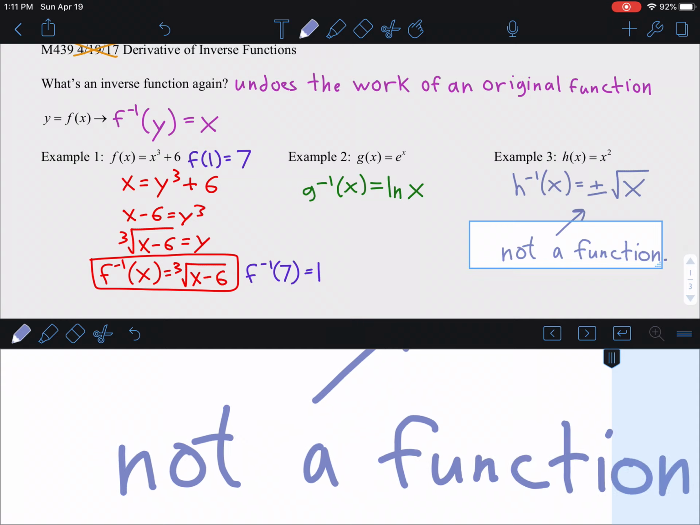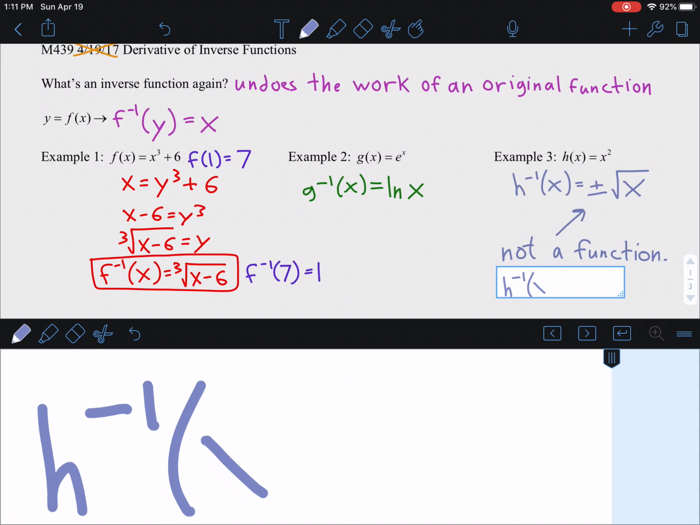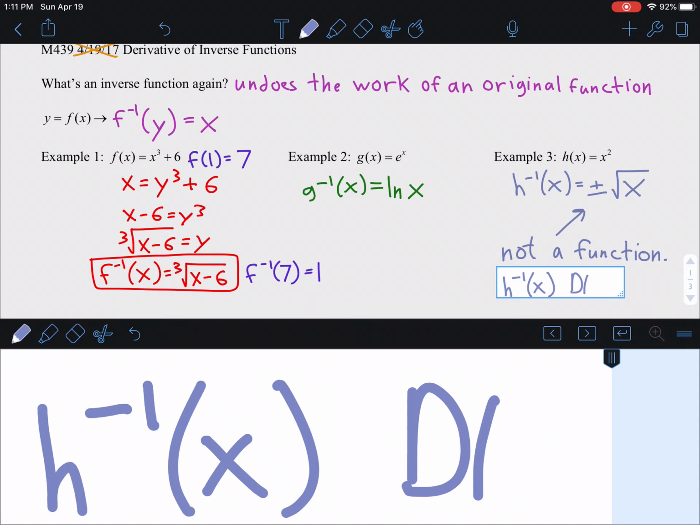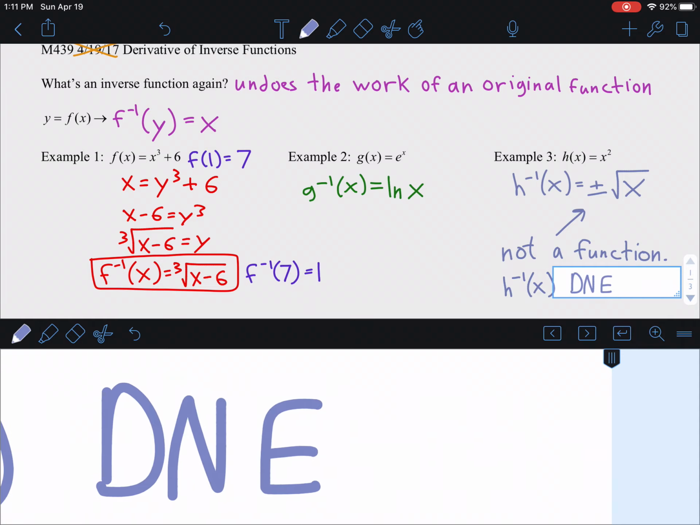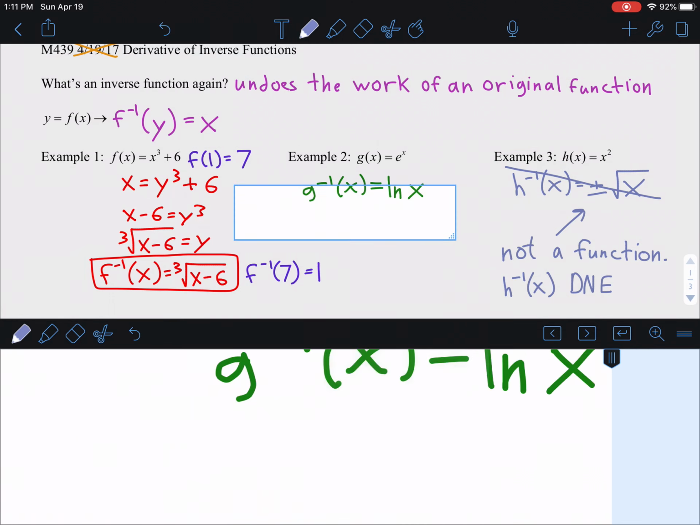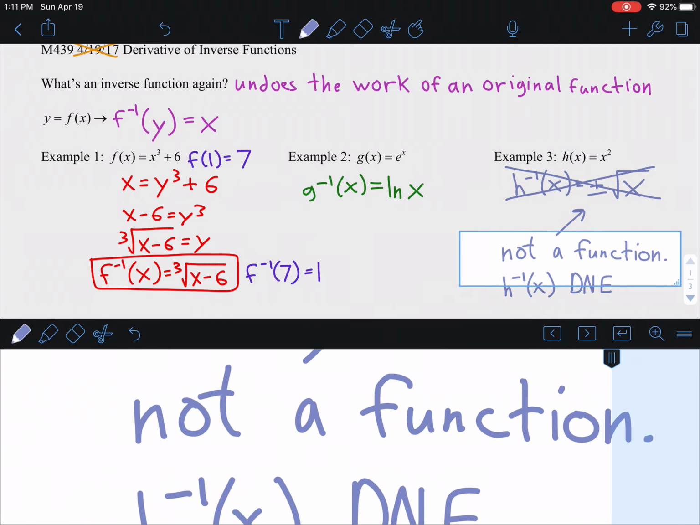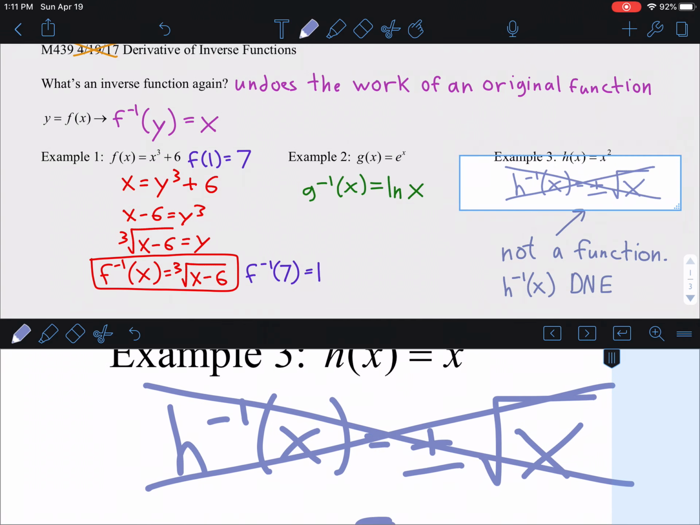Okay, and so what that tells us is that h inverse of x does not exist, because we can find an inverse relationship, but that doesn't guarantee that it is going to be a function. You can't have two outputs for one input, like plus or minus root x would give us.